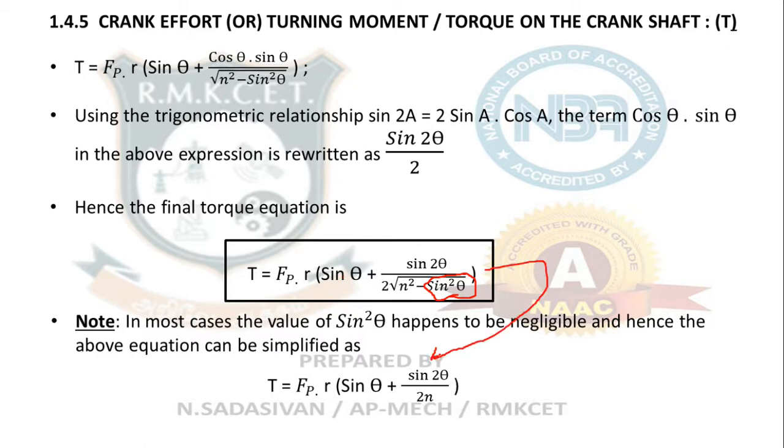Okay, in your problem solving we are not going to use this formula for torque, we are going to use this. So torque is equal to Fp into R into sin theta plus sin 2 theta by 2n, because of the negligible value of sin square theta. Sin theta itself is very small. When I do a square of that, it becomes very, very small. If I neglect it, it becomes just root of n square. Okay, so I can take a square root. It becomes just n in the denominator with the 2 in the front. Right? So that's the end of your torque equation.